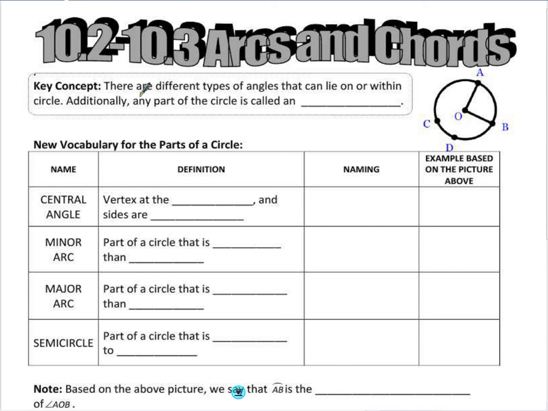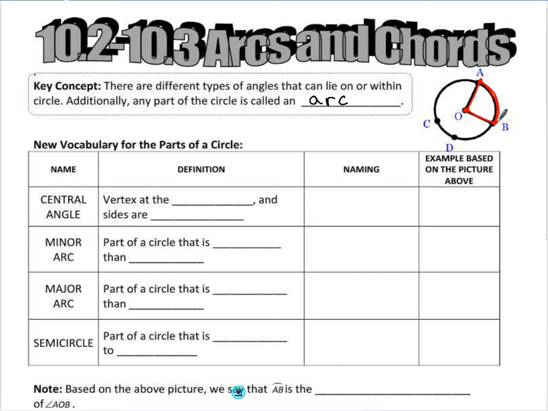And arcs is a key concept because there are different types of angles that can lie on or within a circle. Now, when I have an angle inside a circle, what that gets mapped to onto a circle is called an arc. So when I look at the angle, for example, AOB, and because that is a central angle, meaning its vertex is at the center, the two radii are mapped to the letters A and B, and therefore it forms the arc AB.